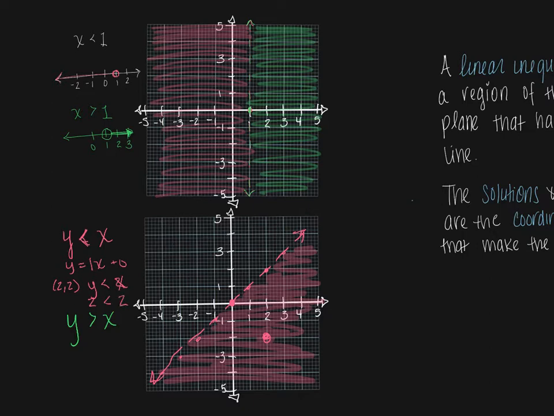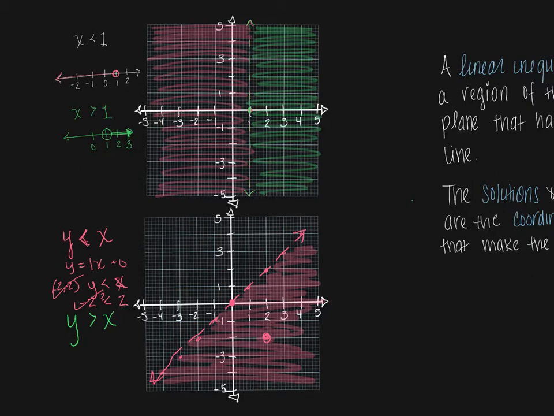And x is 2. Y is negative 2. Is it true that negative 2 is less than 2? Yes, it is, so this point works. It's a good way to check your shading. Always choose one point that's clearly in your shaded area and plug it back in your inequality.